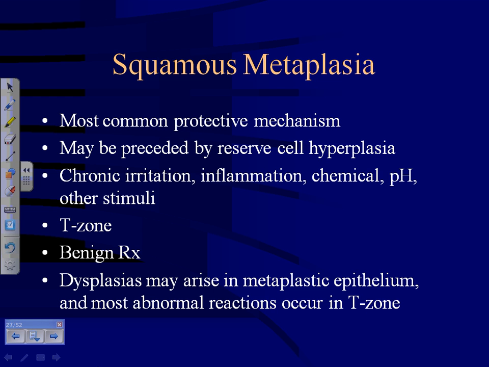Again, it's most commonly seen at the transformation zone, which makes sense when you're dealing with your transition between endocervical and squamous epithelium. It is benign, and you have to be wary that dysplasias may arise in metaplastic epithelium, because most dysplasias occur at the transformation zone. So it's important to have a good feeling about metaplasia before you start learning about dysplasias.